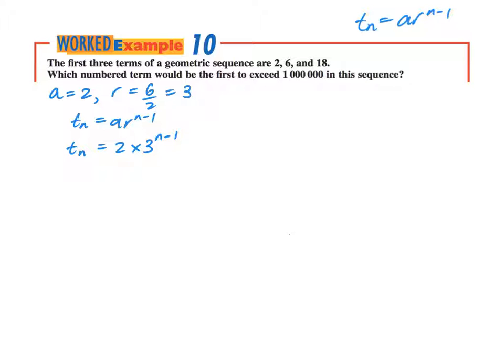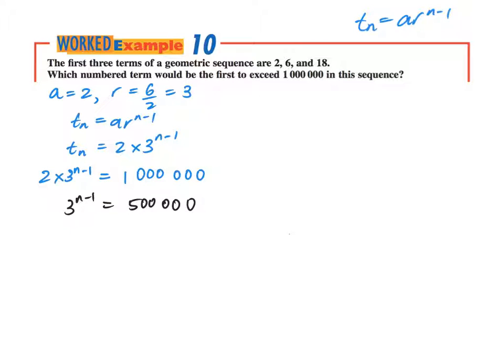Okay, so I'm going to swap both sides and put 2 times 3^(n-1) on this side, and then I'm going to make this other side 1 million. Okay, so we're going to divide both sides by 2. Then we would have 3^(n-1) is equal to 500,000.